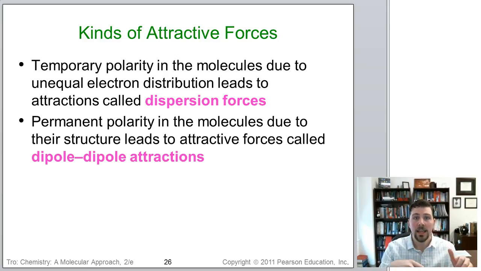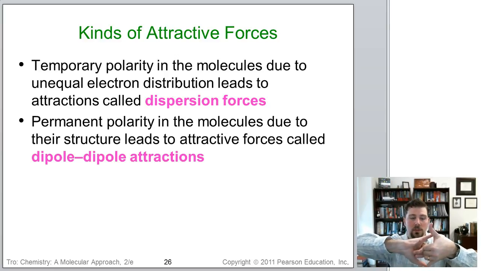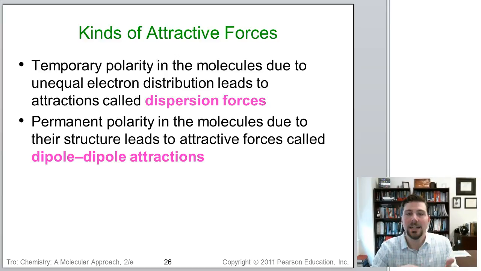It has the slightly positive and slightly negative region, and so it has a dipole moment, and that dipole moment means it has a slightly positive, slightly negative region, and as another molecule comes close that's also polar, it has the positive and negative regions, and so the positives and positives are going to want to repel, and the negatives and negatives are going to want to repel, and so these molecules will be more attracted to each other in a different orientation because of that dipole moment that they have. We call this a dipole-dipole attraction.